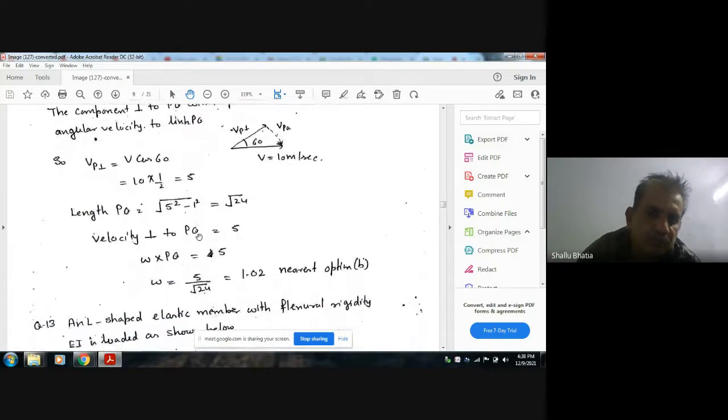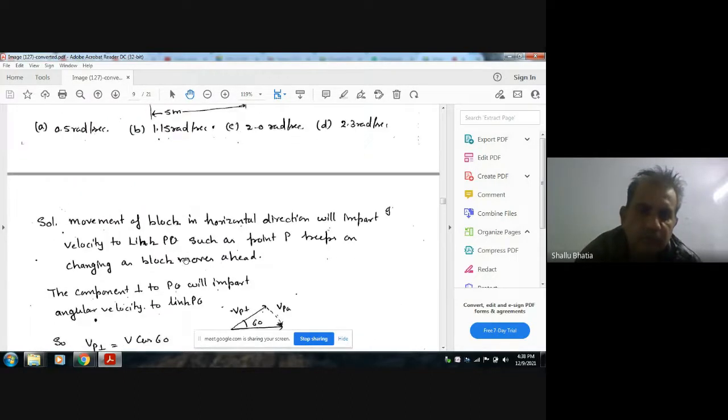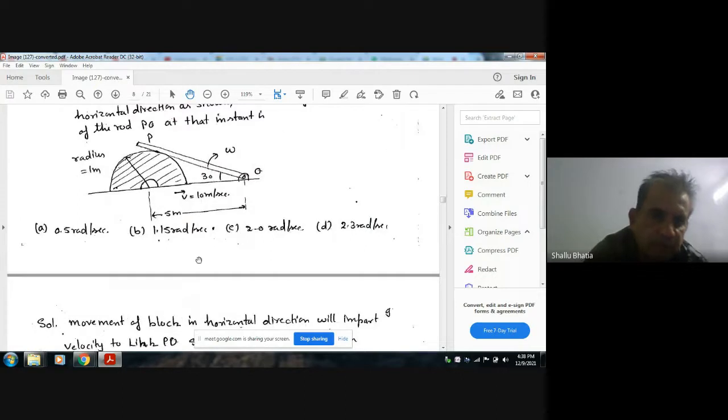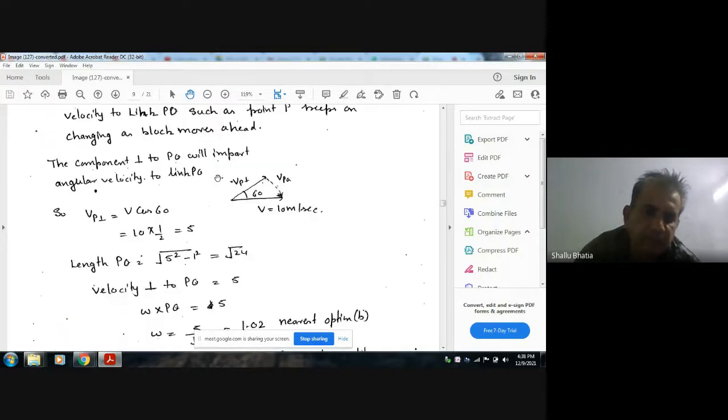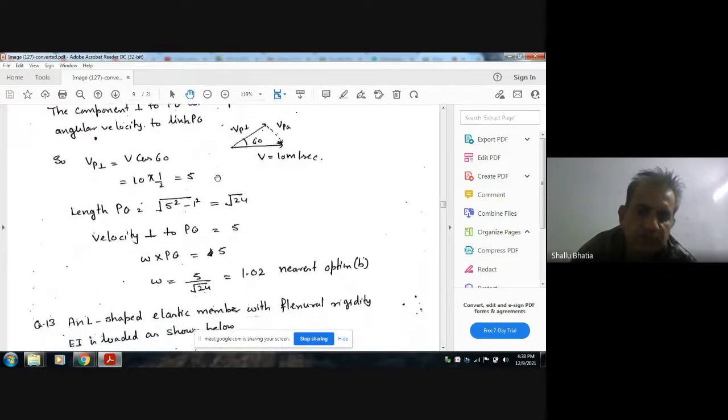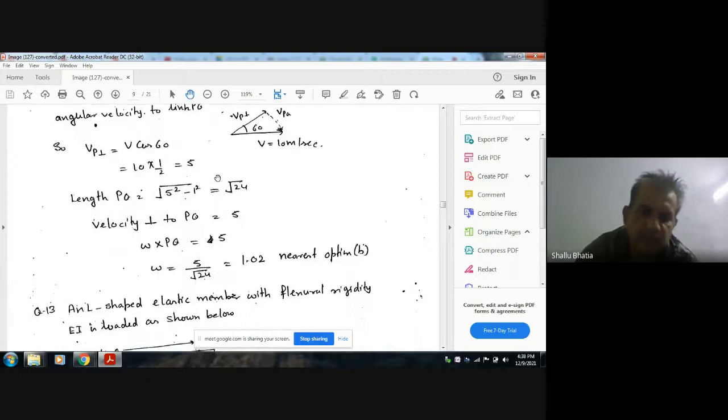So from this, now we have the length PQ and we have V P perpendicular. That will be equal to omega into PQ. So V P perpendicular will be omega into PQ. So omega will be 5 by root 24. The nearest option is 1.